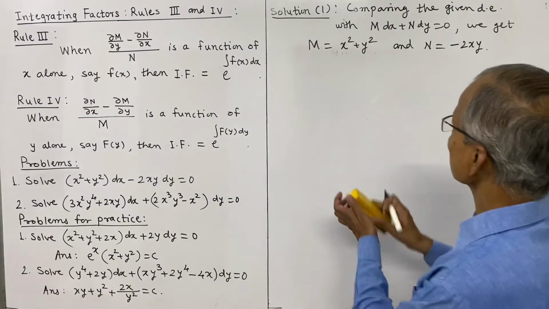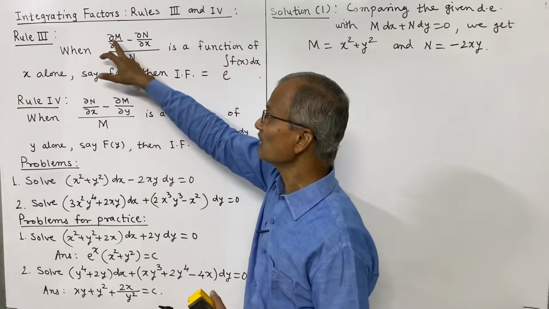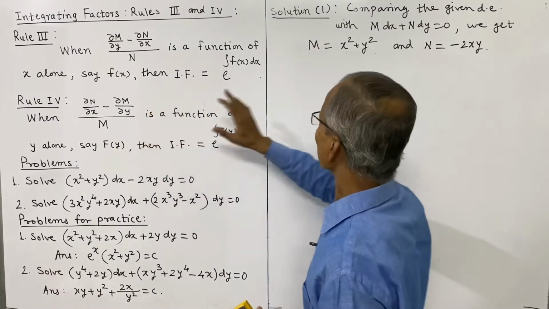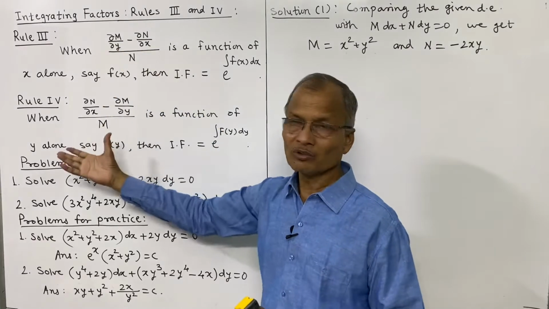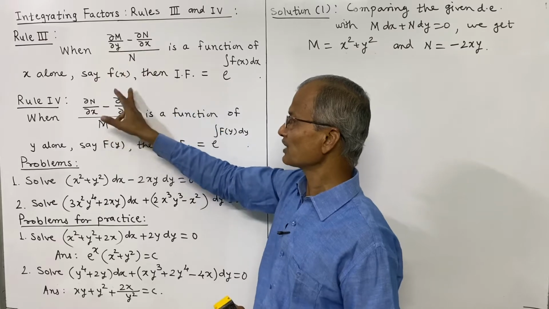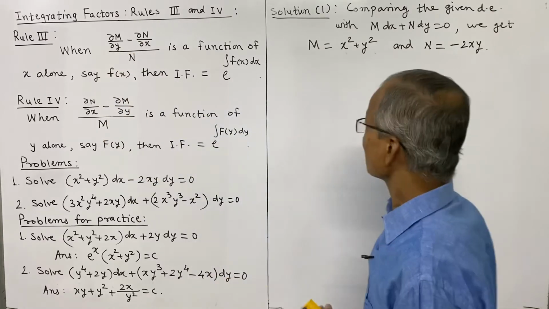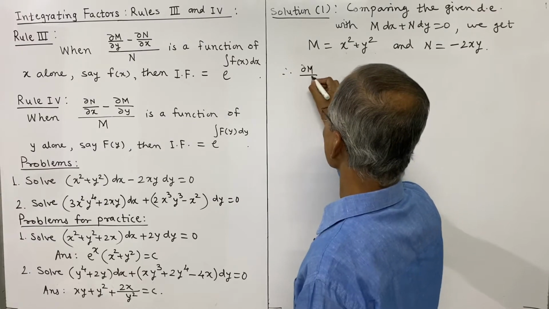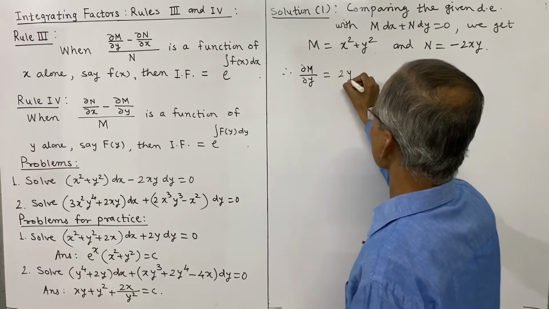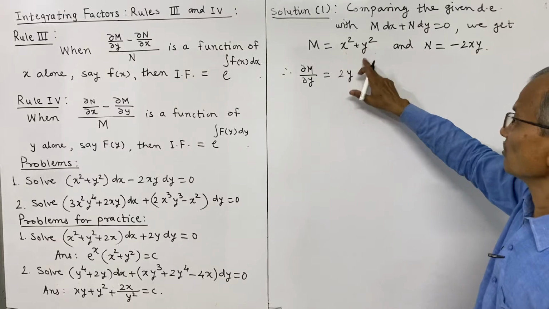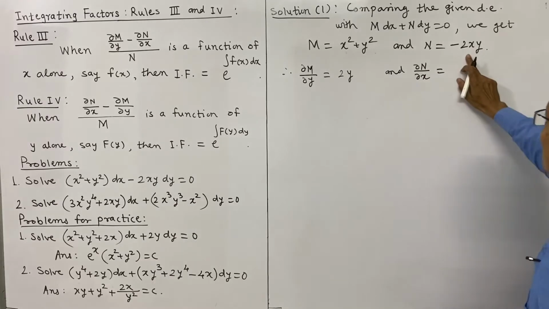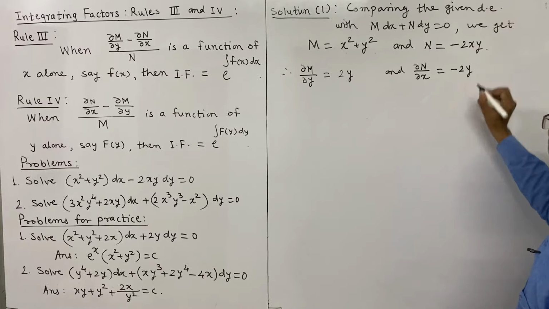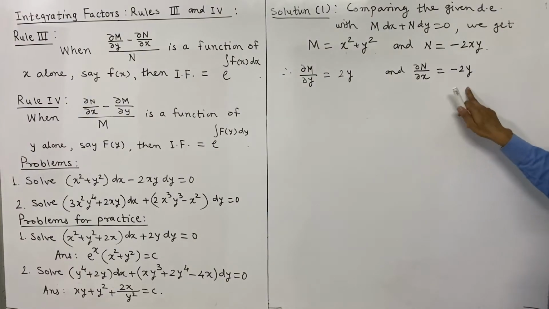Here you can see the partial derivative of M is to be taken with respect to y, and the partial derivative of N is to be taken with respect to x. In both the rules the derivatives are the same. There is only a difference of sign of this expression in the numerators, and therefore we shall write the partial derivative of M with respect to y, and that is 2y. It is easy. x is to be treated as constant, its derivative is 0, and the derivative of y square is 2y. And what is the partial derivative of N with respect to x? y is to be treated as constant, so minus 2y is constant, and the derivative of x is 1. So it is minus 2y. Thus dou M by dou y is 2y, dou N by dou x is minus 2y.